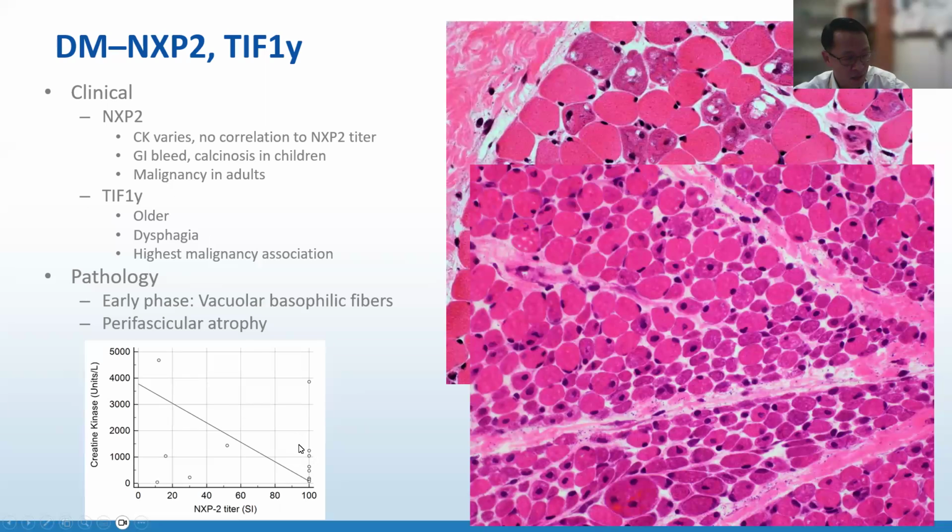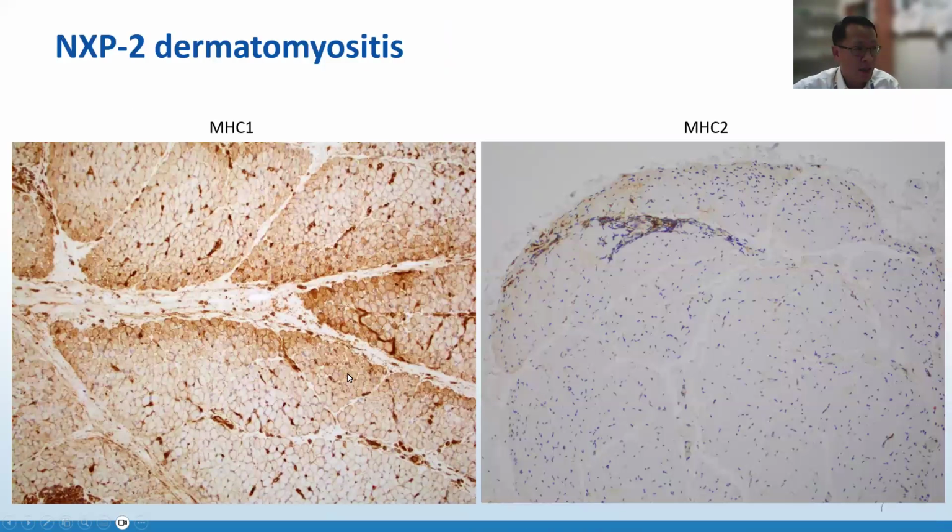And you can see the serum correlation here, and that applies to both NXP2 and TIF1 gamma: there is no correlation between the antibody titer and CK. Here you can see the high titer NXP2 patients, their CK ranged all the way from normal to 4,000. And this high CK can also be seen in low titer patients. So there is no correlation whatsoever. And MHC class 1 typically shows, again, the perifascicular upregulation. MHC class 2 is typically negative or very weak.